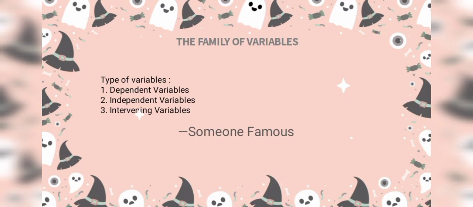And the next material is the family of variables. Types of variables: the dependent variable, independent variables, intervening variables. Dependent variable is an attribute or characteristic that is dependent on or influenced by the independent variable. An independent variable is an attribute or characteristic that influences or affects an outcome or dependent variable. An intervening variable is an attribute or characteristic that stands between the independent variable and the dependent variable and exercises an influence on the dependent variable apart from the independent variable.